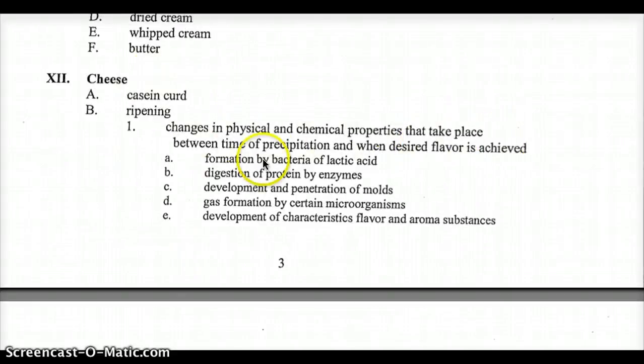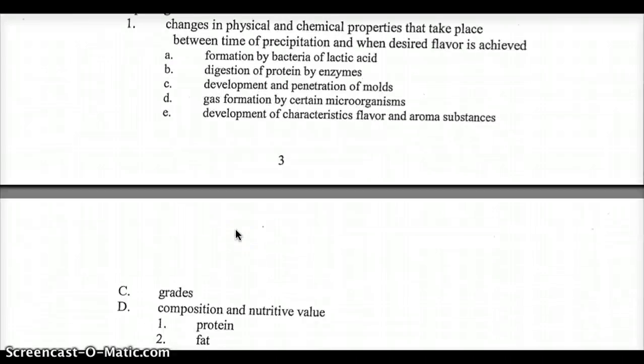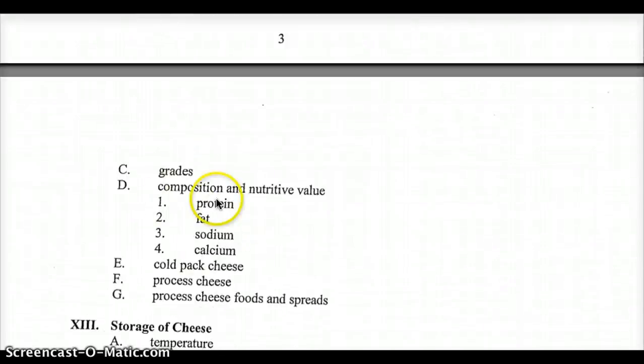Changes in physical and chemical properties. Okay, so these are basically byproducts of milk. So just have a good idea. Grades is definitely key. All tests will have grades of milk, cheese, meat, even fruits. You just need to know it. Okay, grades are extremely important. So I definitely stress that.